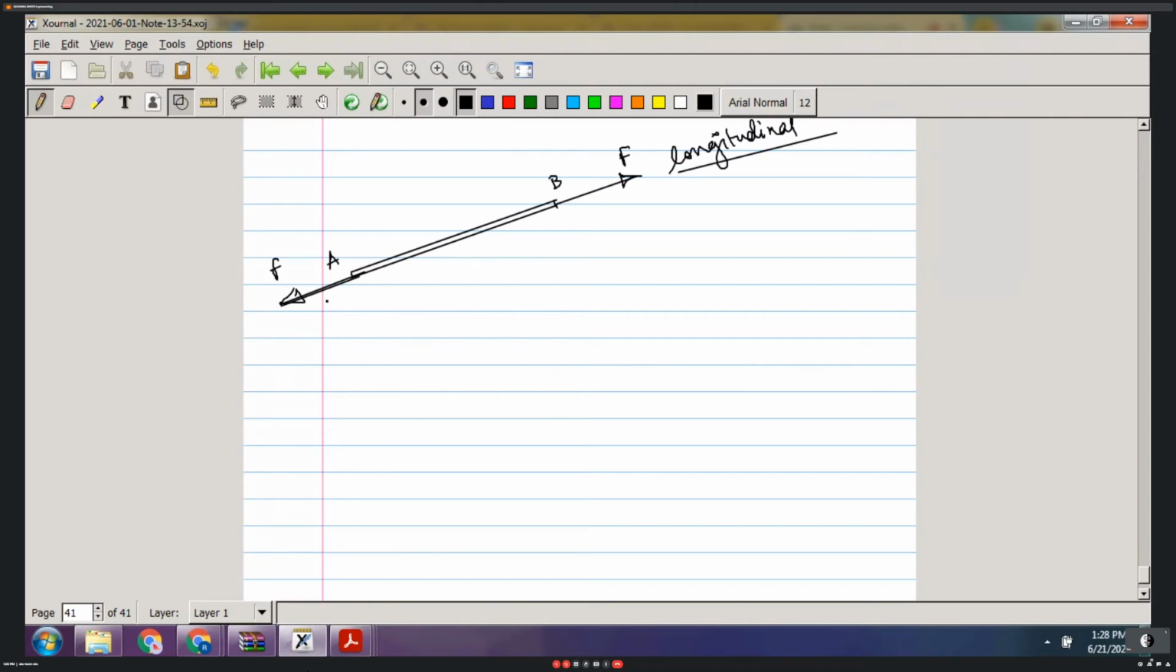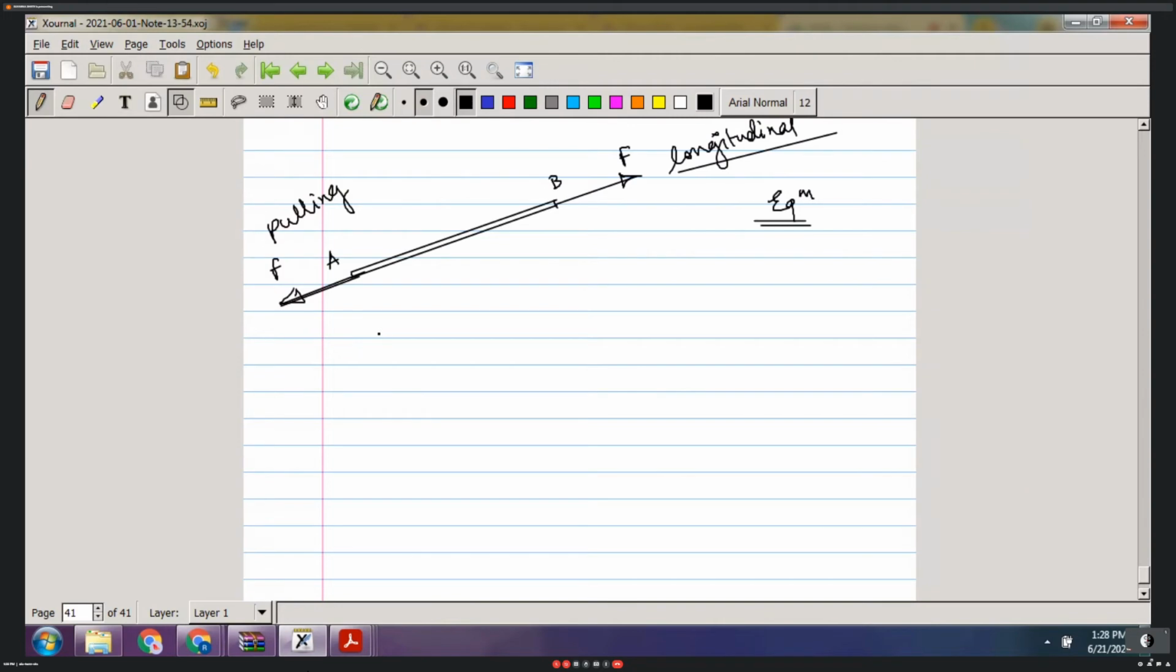As from both the ends I am applying some pulling force to the member, obviously this member will try to expand in both the directions. It will experience some tension. But now if I want to keep my member AB in equilibrium, I don't want this end A or B to get expanded.